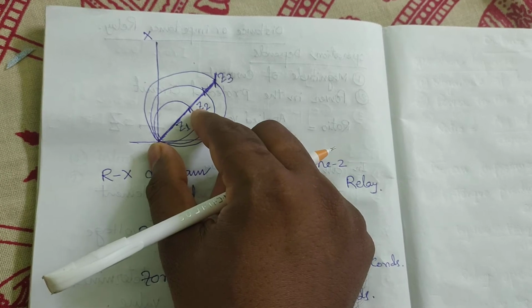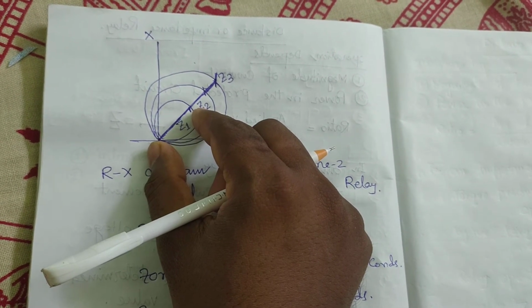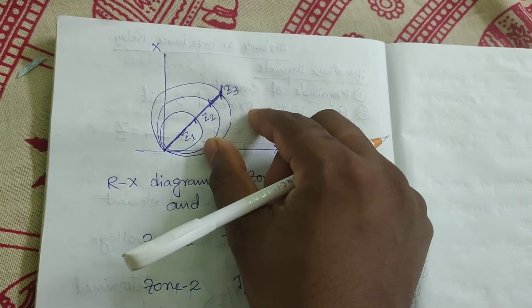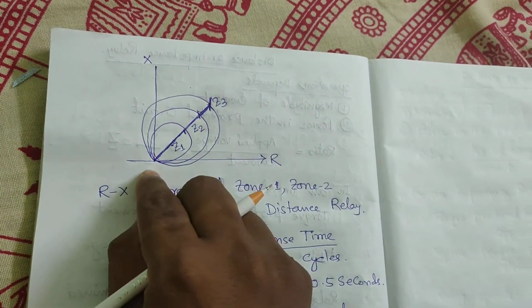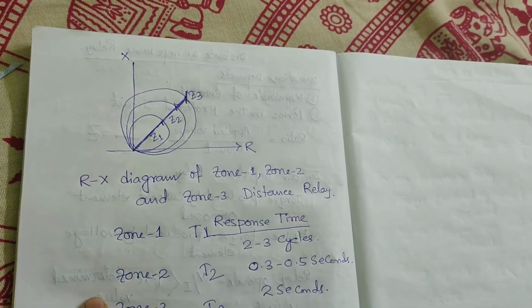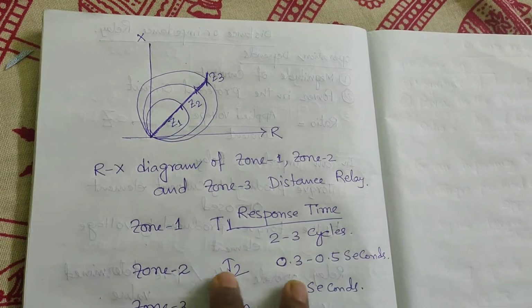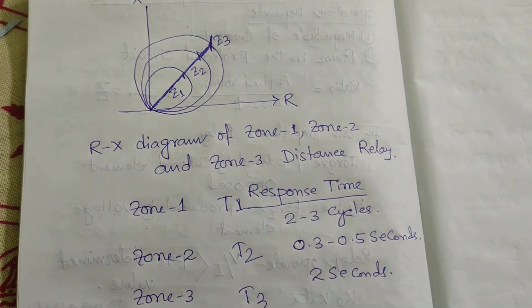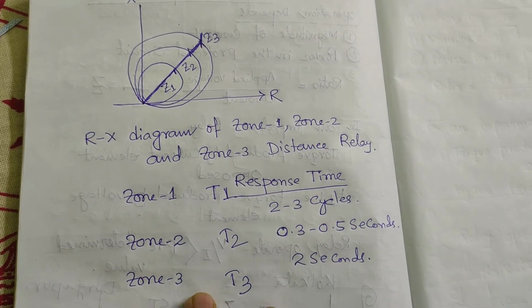Suppose from Kolkata substation to Durgapur substation it is zone 1, or from Durgapur substation to Asansol substation it may be zone 2, and from Kolkata substation to Kolaghat substation or the NTPC power plant, the transmission line is zone 3. It depends on the relay engineer to put the particular zone for their benefit.